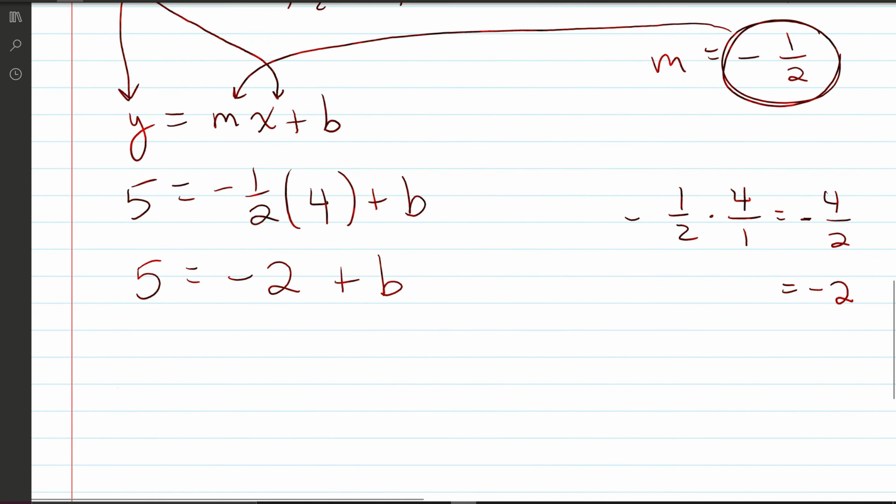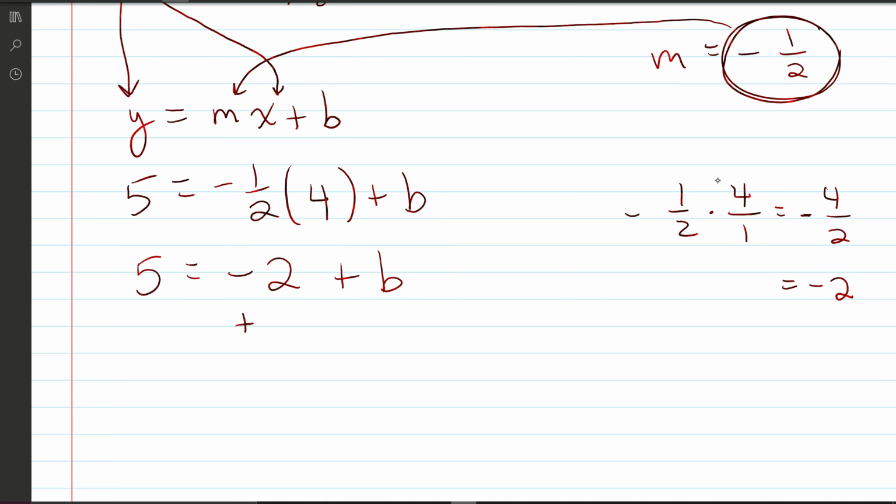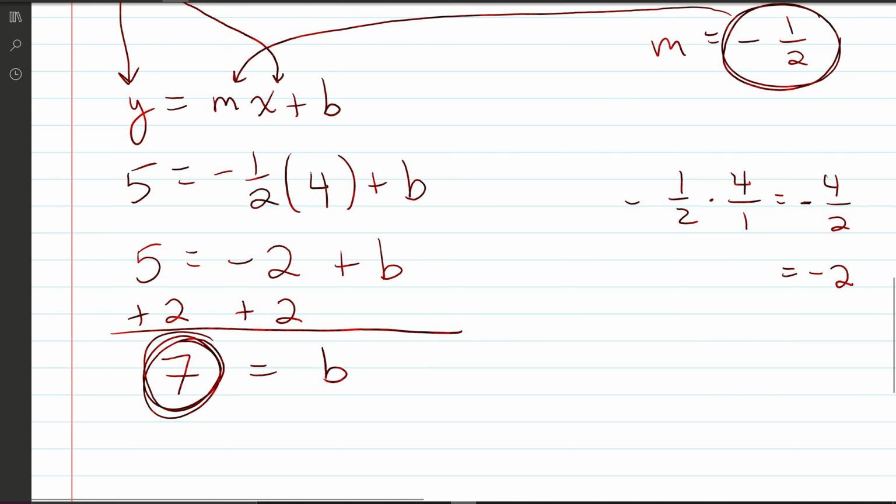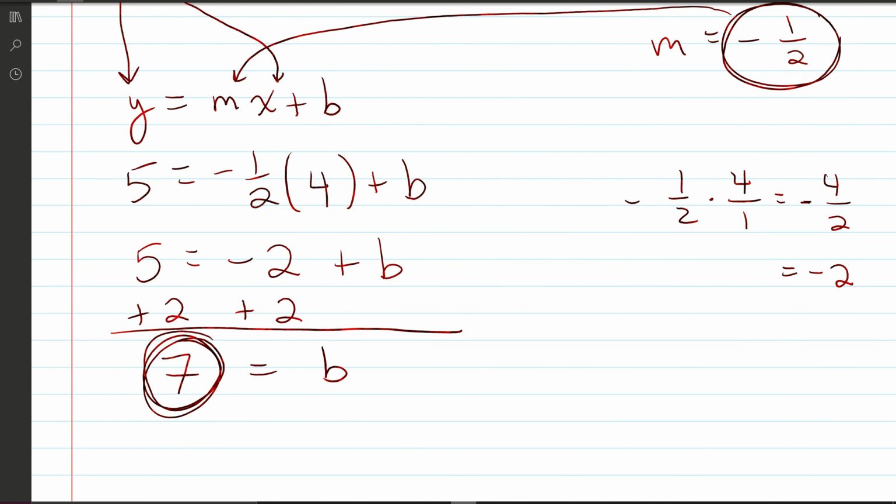Alright, so the next thing we do is solve for b, so we have to go ahead and add 2 to both sides so we can get b by itself. So then we have 7 is equal to b. So that's another piece of information that we have. We have m is equal to negative 1/2 and b is equal to 7. Slope is negative 1/2, y-intercept is 7.